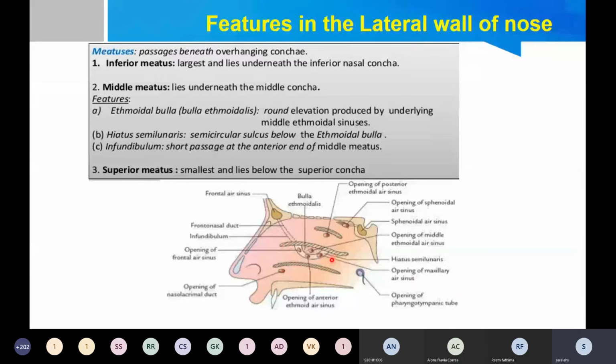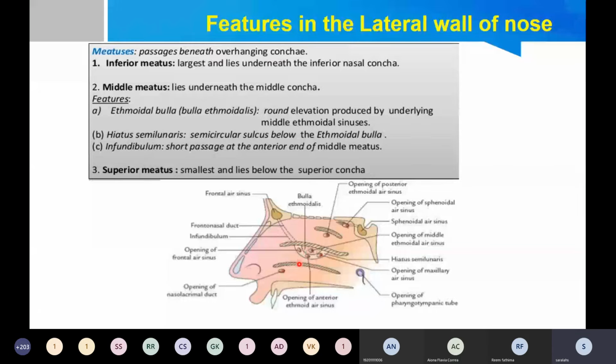Then the middle meatus is very important for you. The middle meatus can arise as a single 5 marks question, so you should be able to describe the features in the middle meatus. Sphenoethmoidal recess, you remember the sphenoidal air sinus will be opening, and into the superior meatus the posterior ethmoidal air sinus will be opening. Then we'll come to the middle meatus.